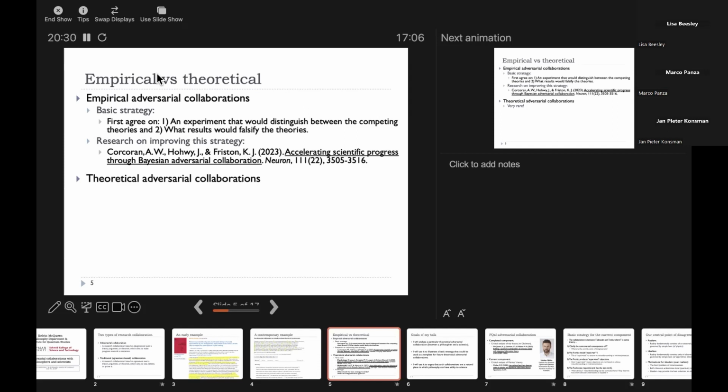What about a theoretical adversarial collaboration? Well, there's certainly a lot of disagreement out there among theoreticians in many different fields that cannot be so straightforwardly resolved by getting together and coming up with an experiment.